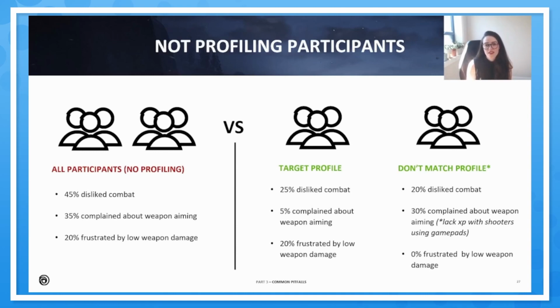And in their profile, it actually turns out that they lacked experience with shooters using gamepads, and that's what we used in our playtest. So these participants who didn't match our profile typically play shooters with a mouse and keyboard. That explains why they weren't comfortable at all using the weapon aiming on a gamepad, because they weren't used to it. And they didn't have any issues with the weapon damage. So here's an example of how the issue can look different in terms of severity, but also what players are complaining about. And depending on whether or not you profile, the solution that the team would have arrived at could be entirely different.